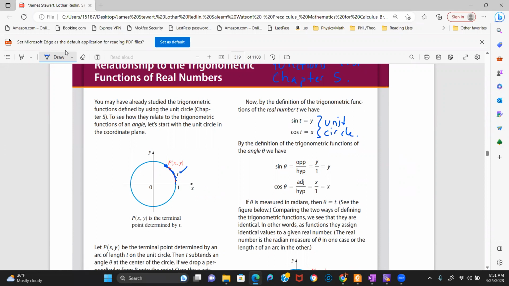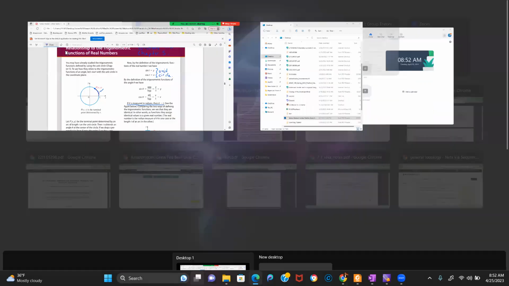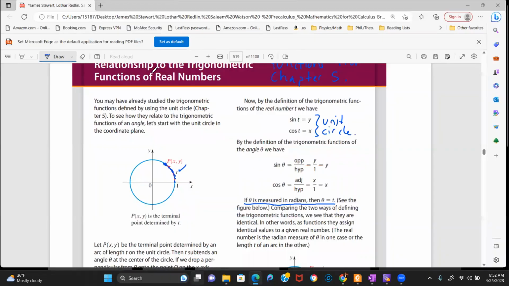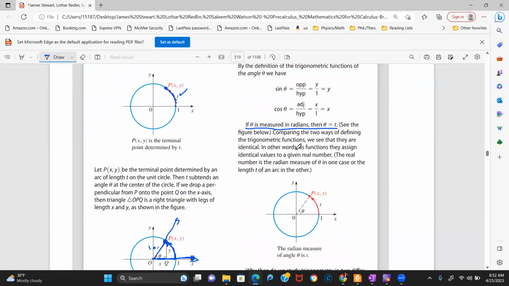So here's the key takeaway. Angle is the same thing as arc length. If theta is measured in radians, then theta just equals t. They're one and the same thing. This is how you connect these two approaches.